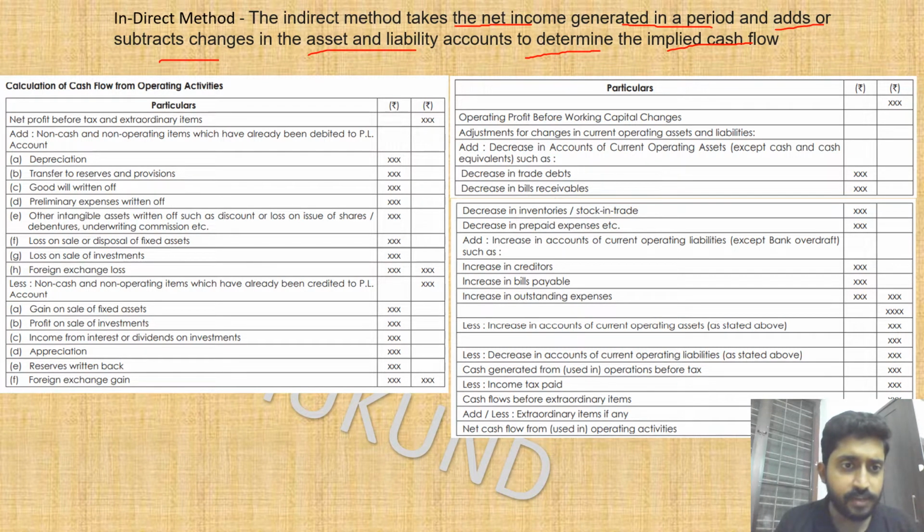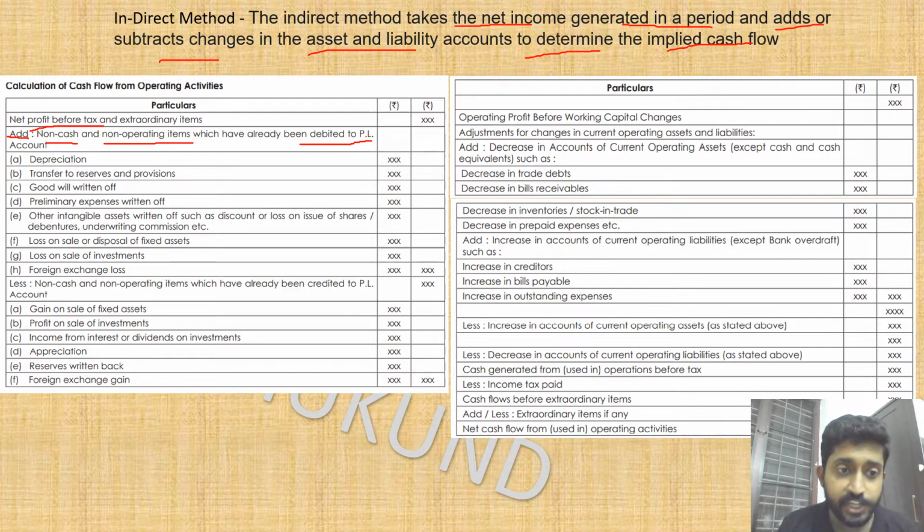This is the format in which we first start with the net income generated for the period. It is the net profit for that period, which means the P&L balance of the current year minus the P&L balance of the previous year. That will be the starting point. Then we will add all the non-cash and non-operating items already debited to the P&L. What is not related to operations but has been debited to the P&L, we will add back, so that the corrected P&L balance will come.